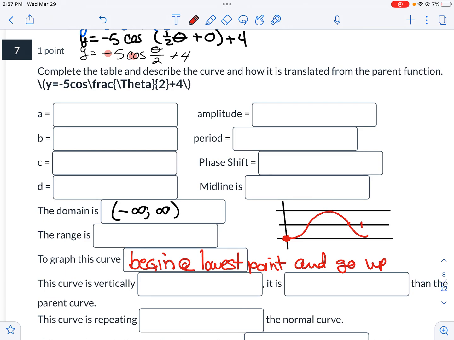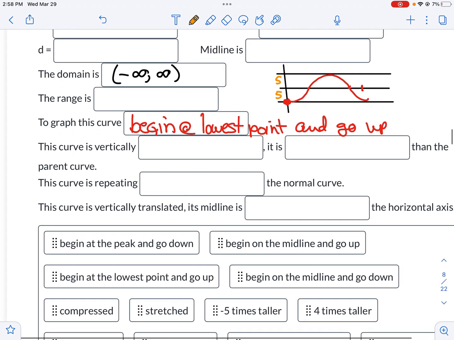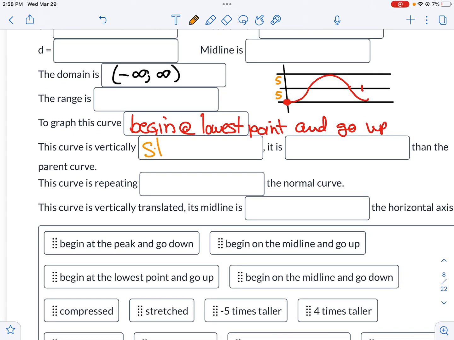All right, okay, so A is negative 5, 5 units above, 5 units below. It is vertically stretched. It is 5 times taller.